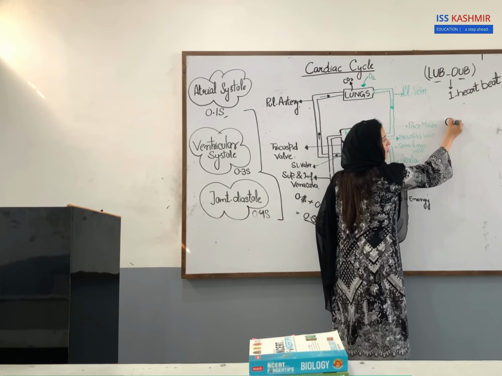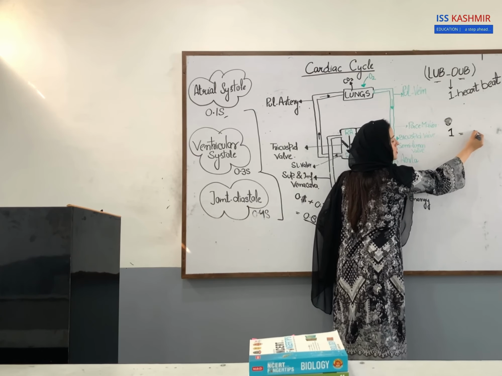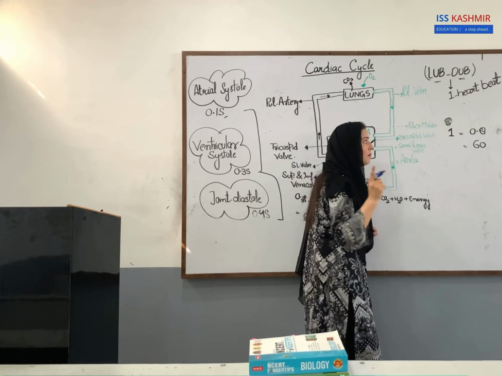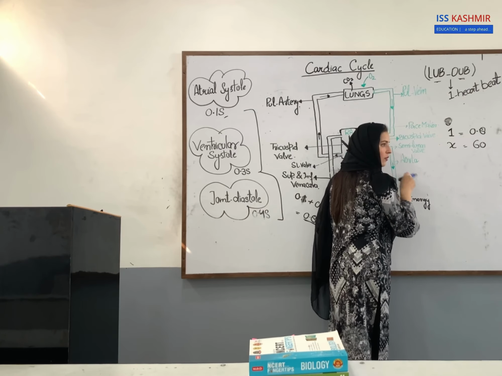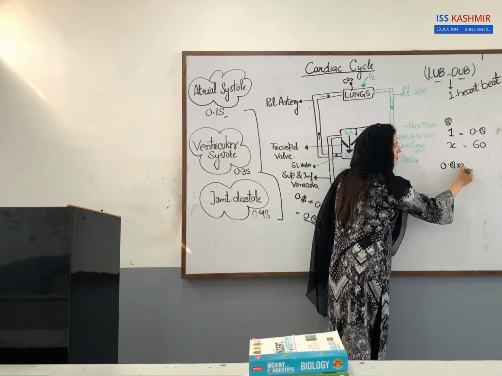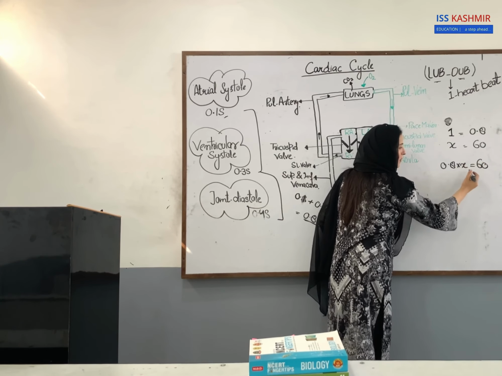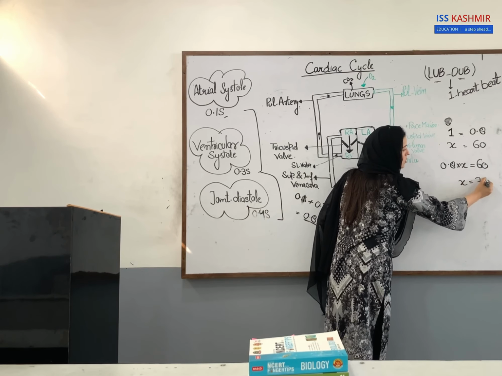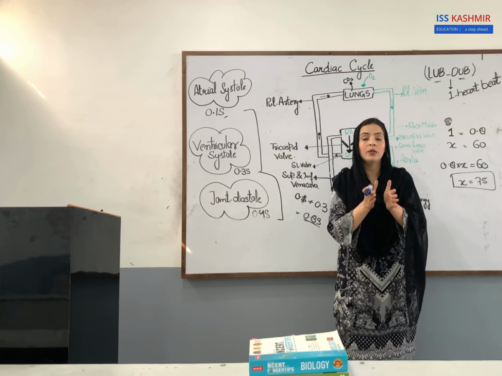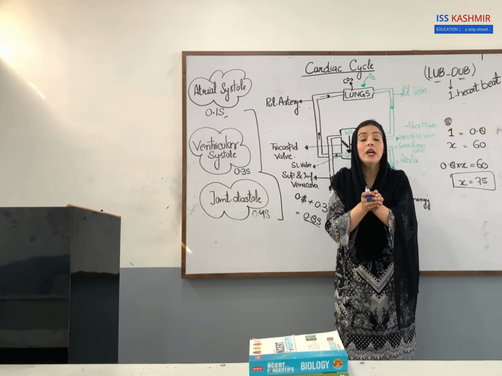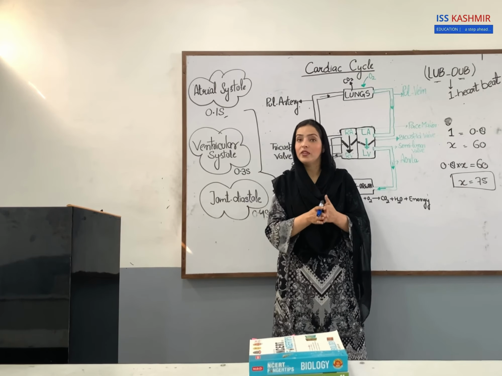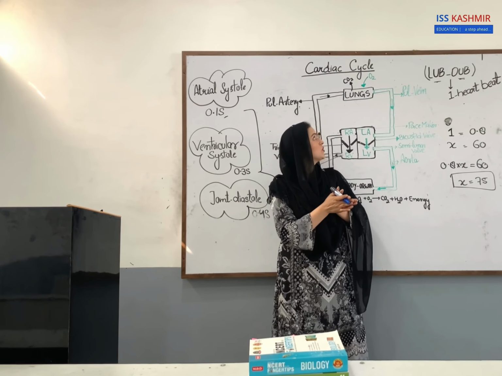That means if one heartbeat occurs in 0.8 seconds, in 60 seconds, that is in 1 minute, how many heartbeats would arise? You can solve the equation as 0.8 multiplied by x is equal to 60. Solve the equation, you will get x is equal to 75. So from here you can remember that on an average a human heart beats between 72 to 75 times per minute. This is very important as far as your NEET examinations are concerned. And this was all about the cardiac cycle.